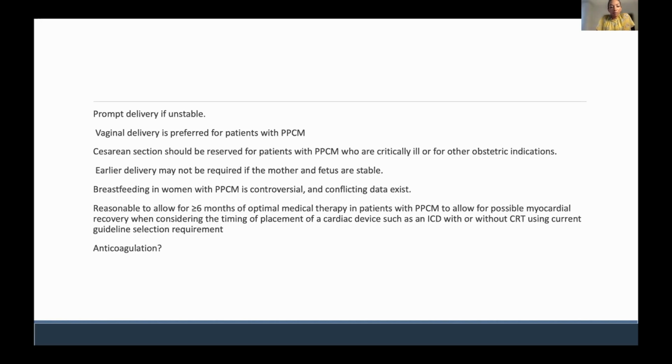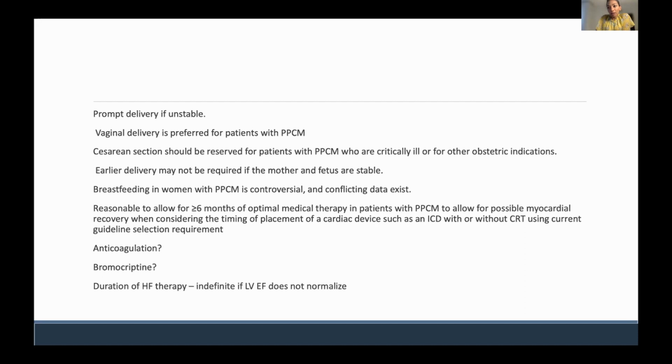Other therapeutic options which are really controversial is anticoagulation. It is recommended in a certain select group of women with peripartum cardiomyopathy, particularly if they have a very reduced EF. The use of bromocriptine is not really recommended. There were a few small studies that showed it could possibly be beneficial, but it is not widely used or indicated or recommended. Duration of heart failure therapy is recommended to be given indefinitely if the EF does not normalize.